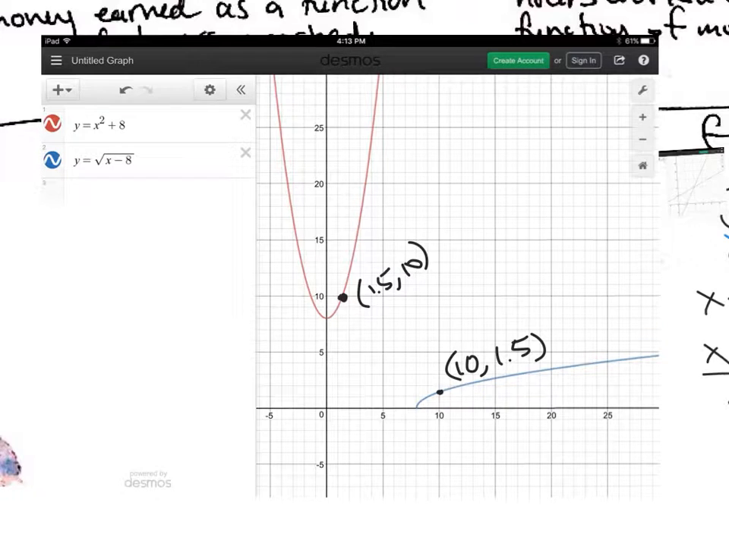Yep, there you go. Okay, so some white ink, and I'm going to cross out, because this is a domain issue, not taking the square root of a negative. So I'm going to cross out. Let's just pretend that doesn't exist. All right, cool. So when we're looking at these graphs, inverses, we're switching the x and y coordinates.